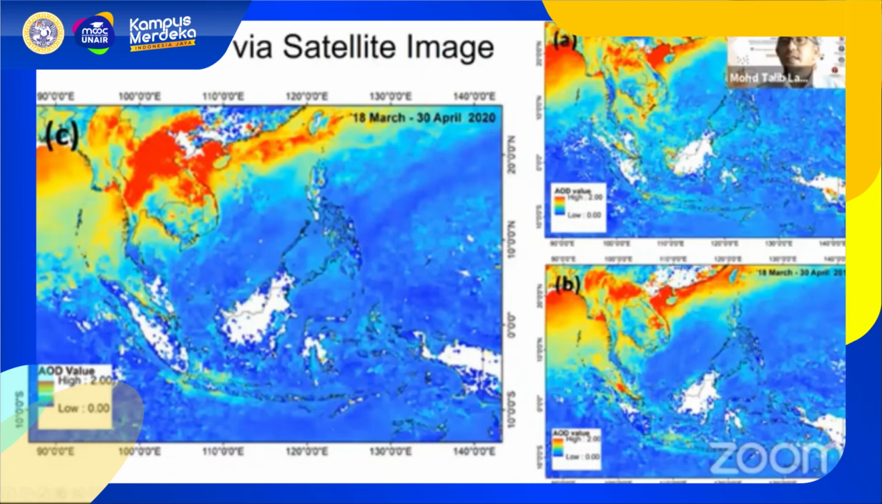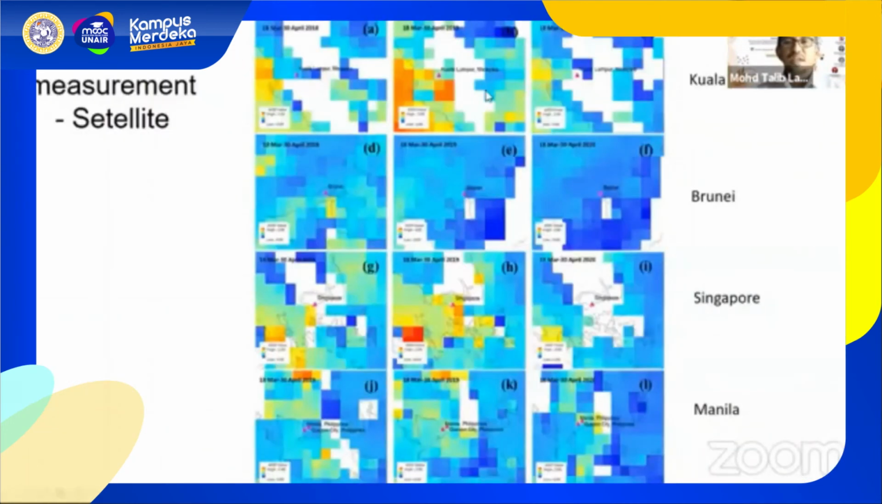This one is April 2018. This one is April 2019. We can see that the area is actually quite polluted, except for this area. At this particular time, usually in the northern part of South Asia, we have biomass burning. Between March and April 2020, areas like Malaysia and Indonesia are quite clean because of the lockdown. Even from satellite, we can see this. This one is Kuala Lumpur, 2018, 2019. You can see that in 2020 it's cleaner compared to 2018 and 2019.